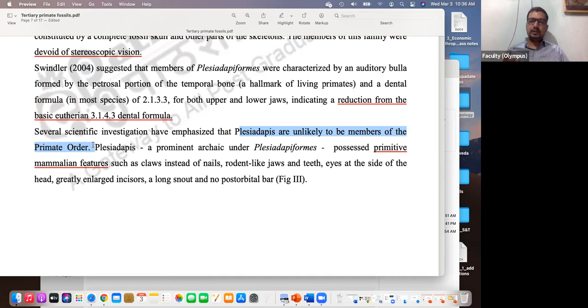So there is always a little bit of confusion. Can you classify them as primates, or are they a different order of the mammals? This is what you notice here. Some people said they have many primitive mammalian-like features. Like they have claws, no nails. They have rodent-like jaws and teeth. Eyes are present on the sides of the head, so no stereoscopic vision. They still have a long snout, and they have what is called a post-orbital bar, a type of skeletal or bony structure. So many mammalian-like features are still seen in them.